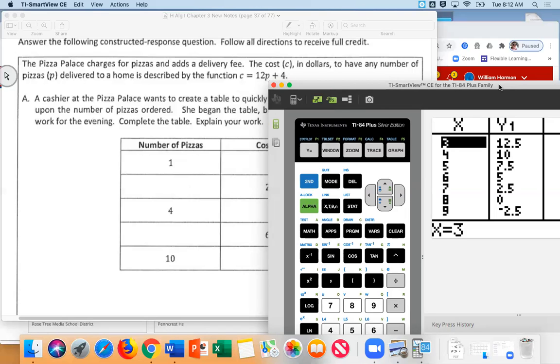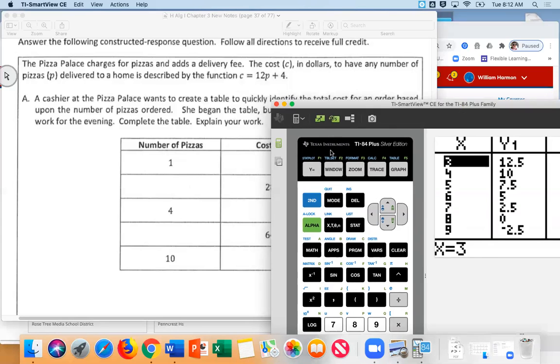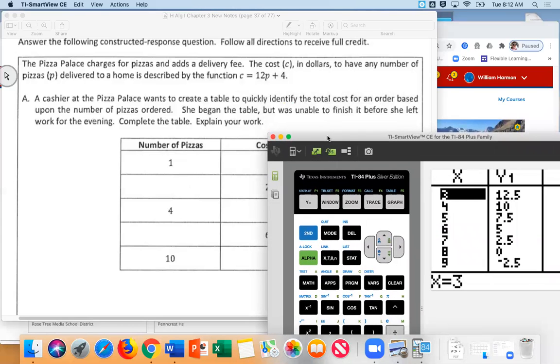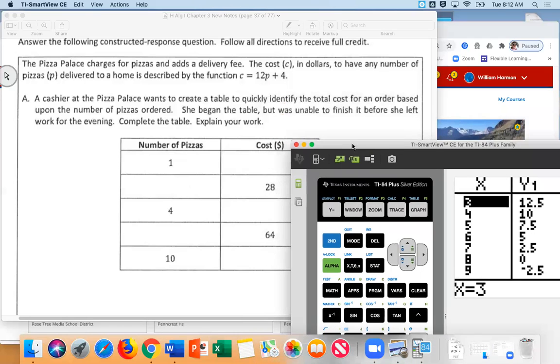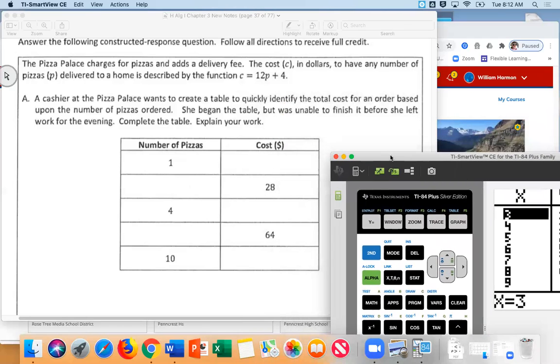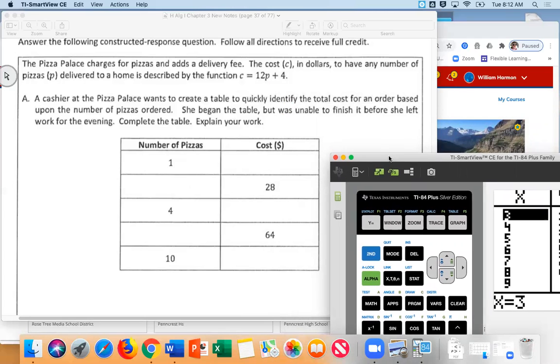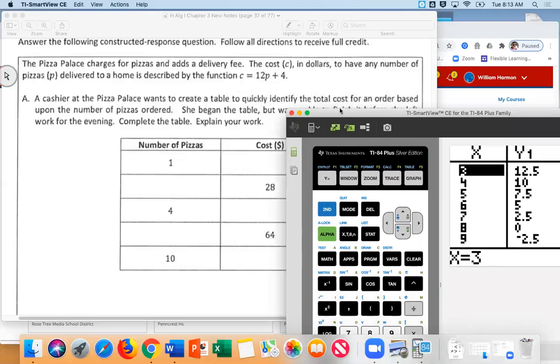So here's how we're going to do this. We need to fill in this table, right? It says a cashier at the pizza place wants to create a table to quickly identify the total cost for an order based upon the number of pizzas ordered. She began the table but was unable to finish it before she left. How convenient for us, right? Complete the table and explain your work.